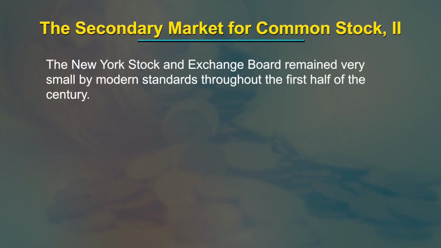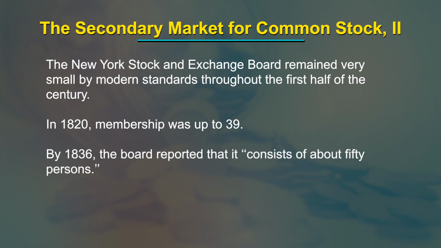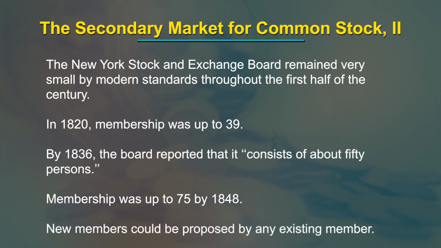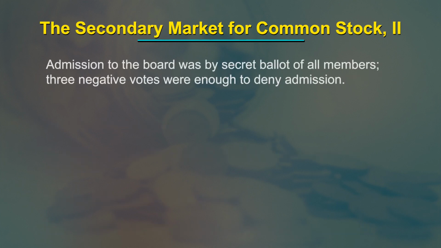Now, the New York Stock and Exchange Board remained very small by modern standards throughout the first half of that century. In 1820, the membership was around 39. By 1836, the board reported that it consisted of around 50 persons. Membership went up to around 75 by 1848. New members could be proposed by any existing member of the board. Admission was usually decided by secret ballot of all the members. 3 negative votes were enough to deny admission to a new member.